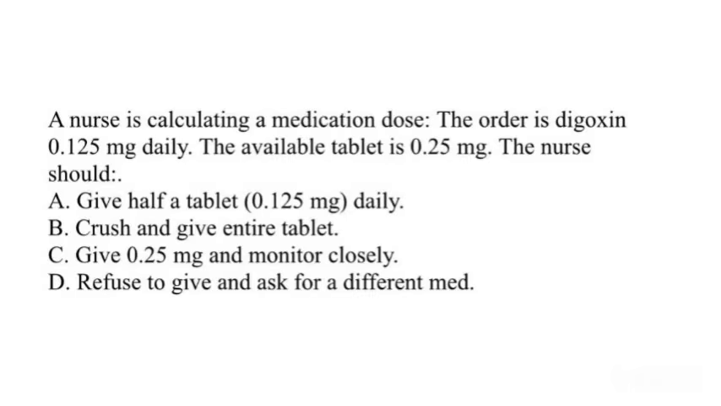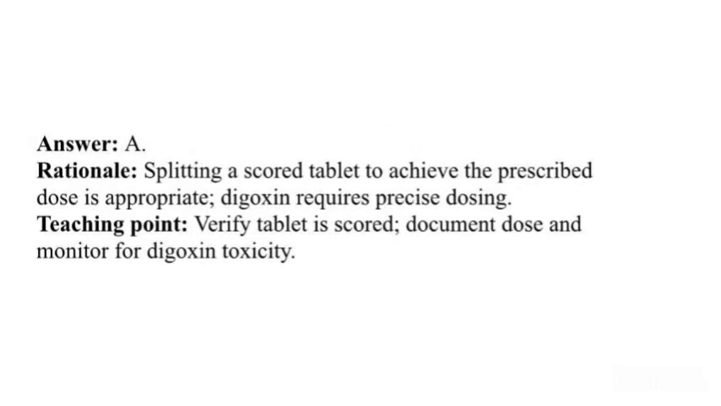A nurse is calculating a medication dose. The order is digoxin 0.125 mg daily. The available tablet is 0.25 mg. The nurse should: A. give half a tablet, 0.125 mg, daily. B. crush and give entire tablet. C. give 0.25 mg and monitor closely. D. refuse to give and ask for a different med. Answer, A. Rationale: splitting a scored tablet to achieve the prescribed dose is appropriate. Digoxin requires precise dosing. Teaching point: verify tablet is scored, document dose and monitor for digoxin toxicity.